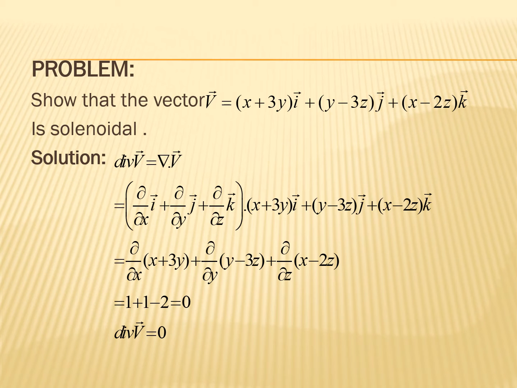So we partially differentiate first with respect to x, then y, and then z. Multiplying, it will be dou by dou x of x plus 3y, dou by dou y of y minus 3z, and dou by dou z of x minus 2z. The first term, differentiating partially with respect to x, is 1; the second term, with respect to y, is 1; and the next term, with respect to z, is minus 2. When I add them, I get 0.